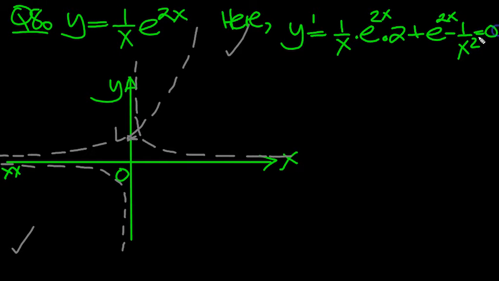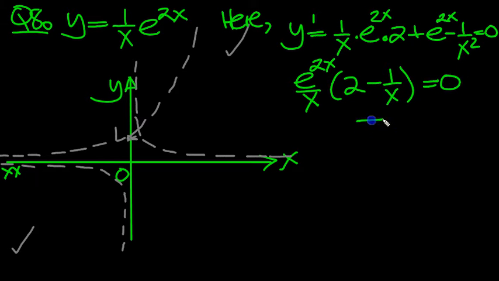Let that equal 0. What have we got common here? We've got an e to the 2x we can take out, and we can take out an x, and then we're left with a 2 here, minus 1 over x equals 0. That tells us that x needs to be a half for that to equal 0. So we have a turning point at a half.